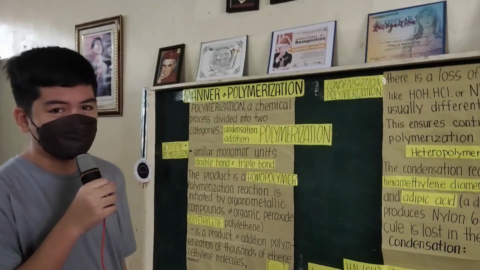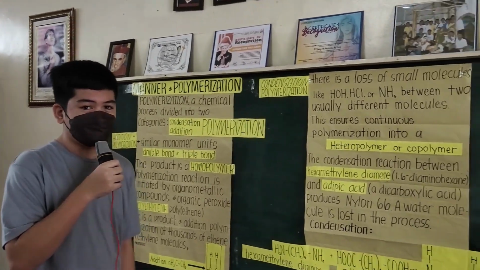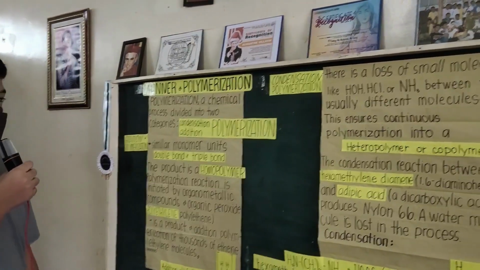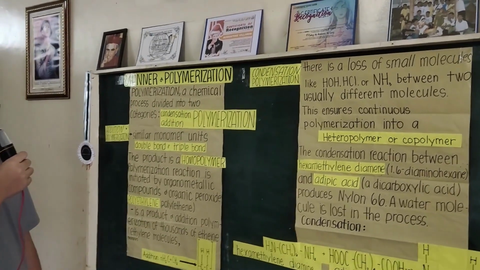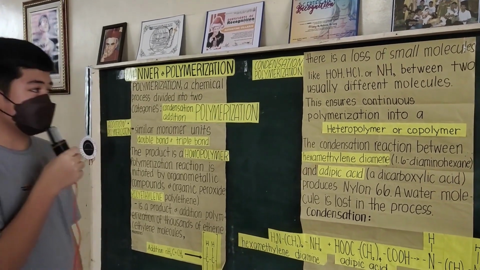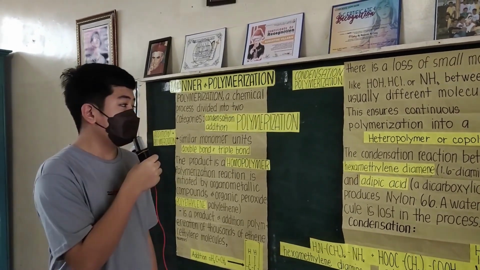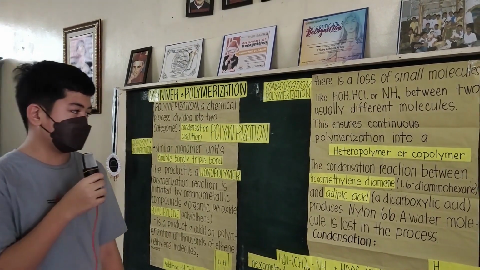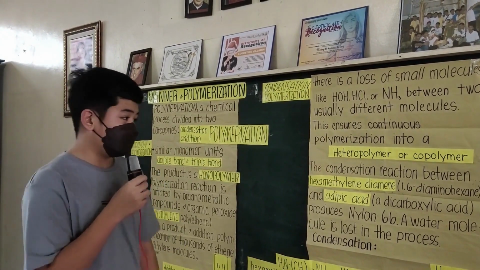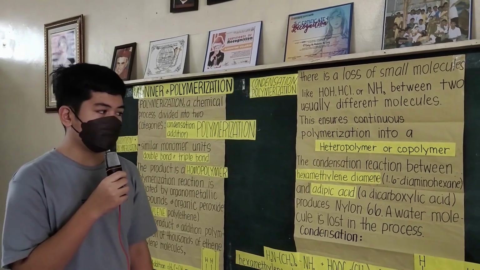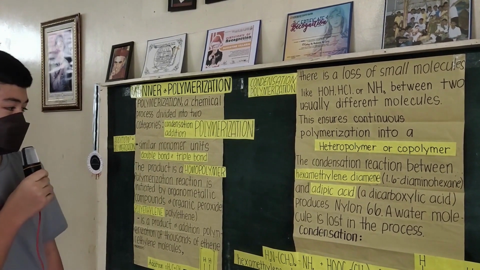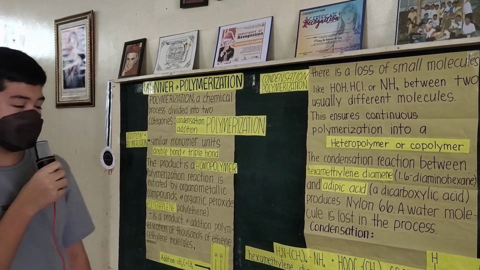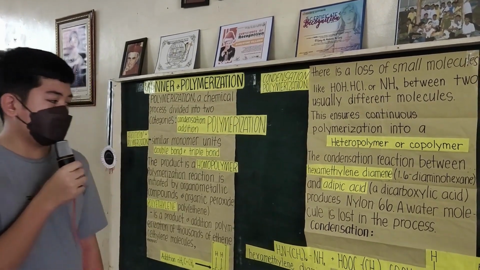Moving on, let's continue with condensation polymerization. There is a loss of small molecules like HOH, HCl, or NH3 between two usually different molecules. This ensures continuous polymerization into a heteropolymer or copolymer. The condensation reaction between hexamethylene diamine, or 1,6-diaminohexane, and adipic acid, a dicarboxylic acid, produces nylon 66. A water molecule is lost in the process.